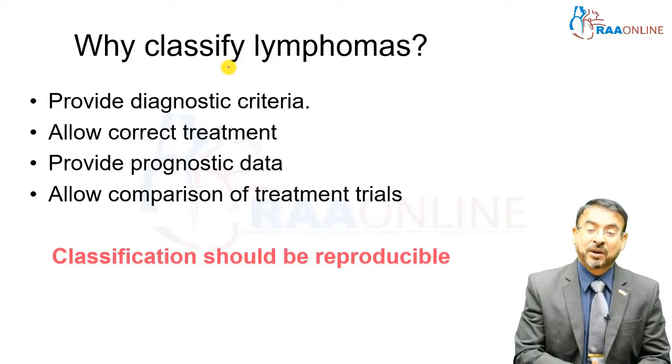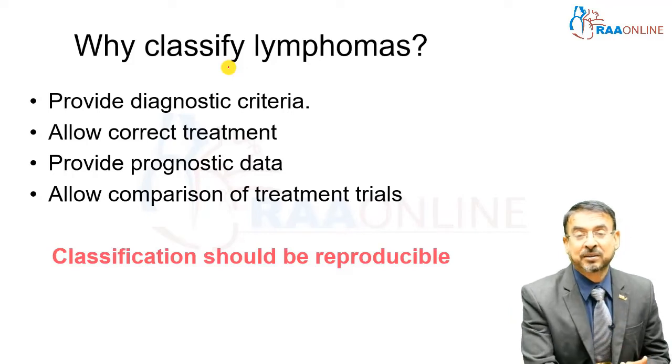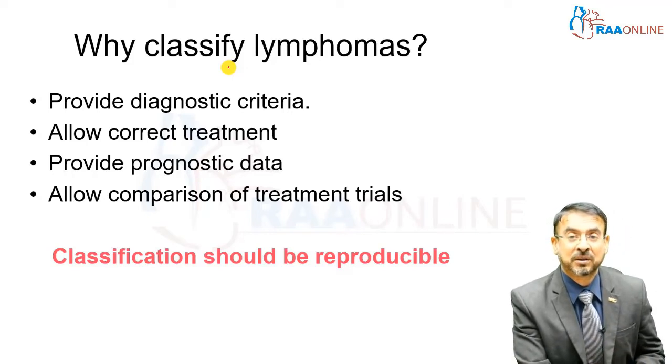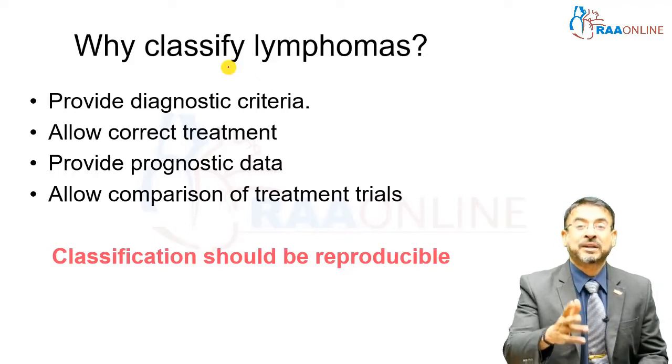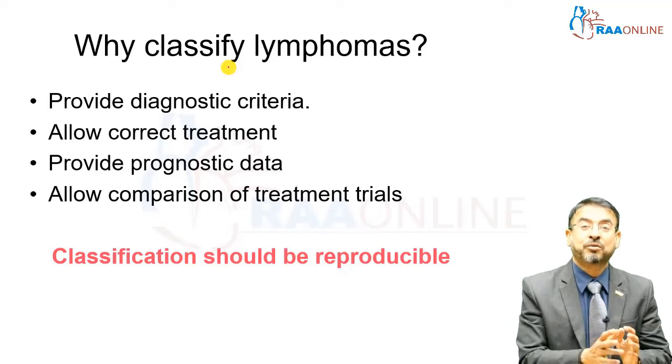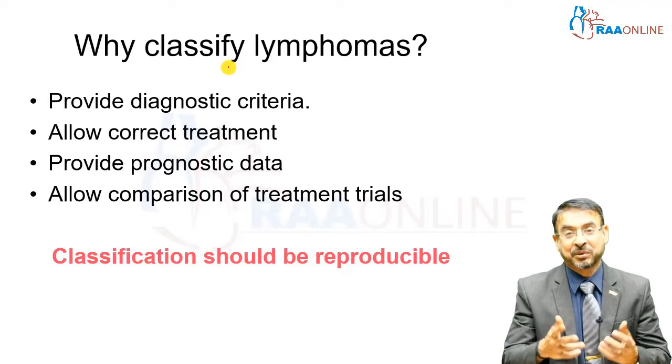And most important of all, classification should be reproducible. Whichever country you go to, tomorrow if you go to the US to do your masters, or you go to the UK to do your masters, you cannot just say, okay, this is a case of a lymphoma. It should be a common classification which is available in all countries the world over. That is the reason we classify lymphomas into these categories. And that is why you have to know it as medical students.